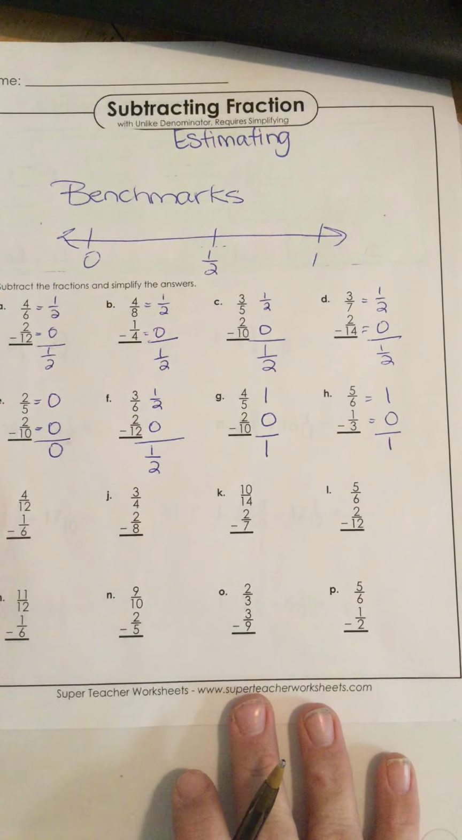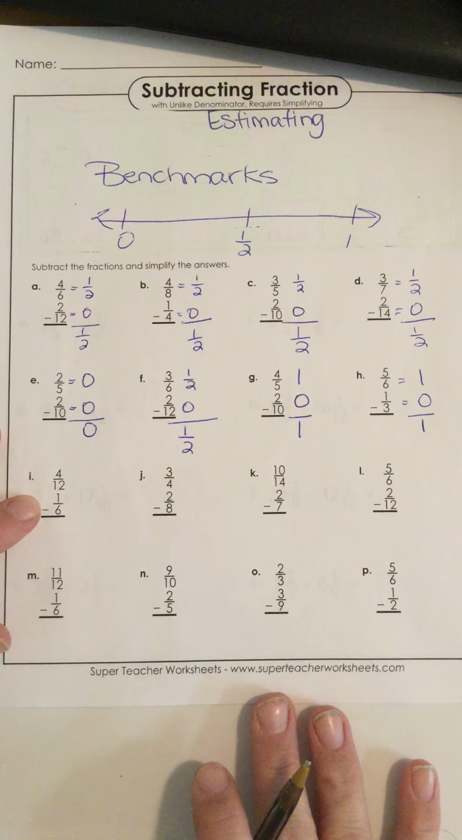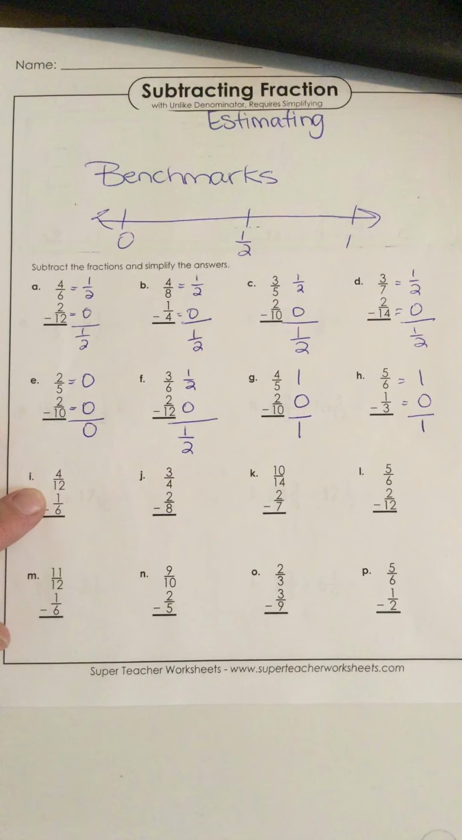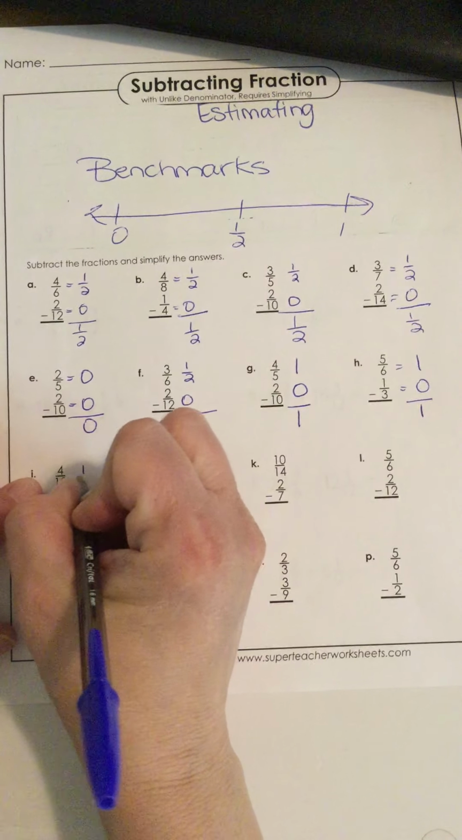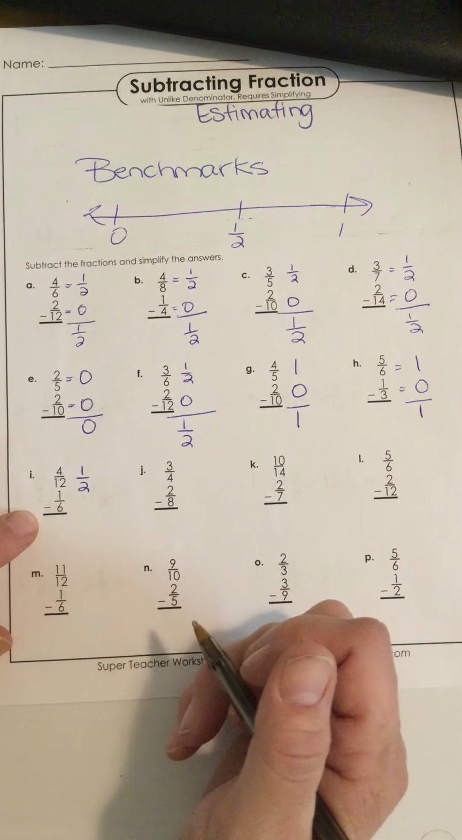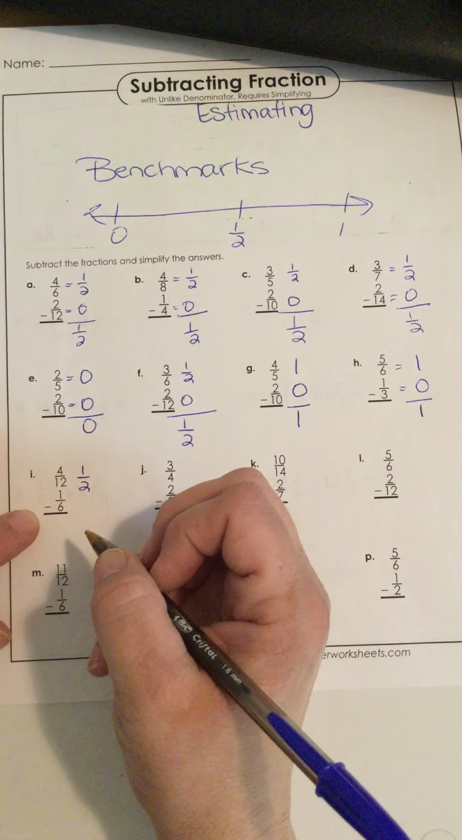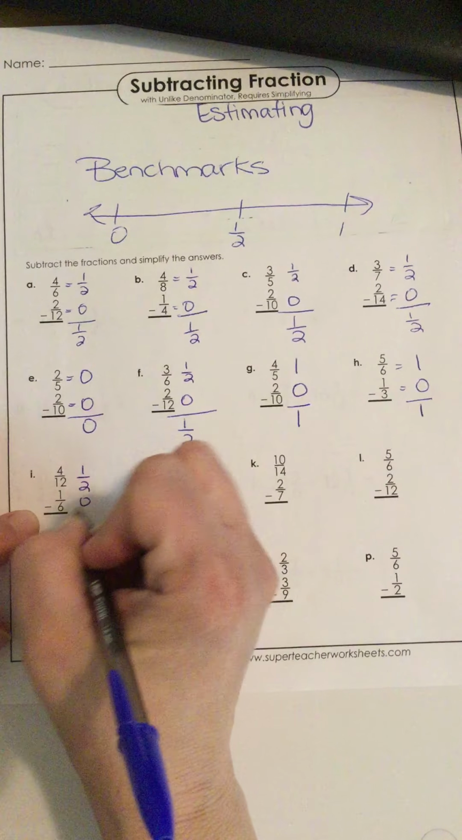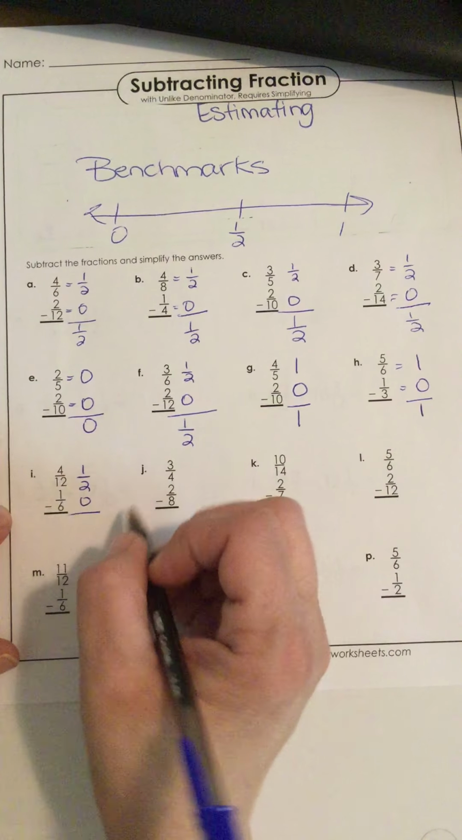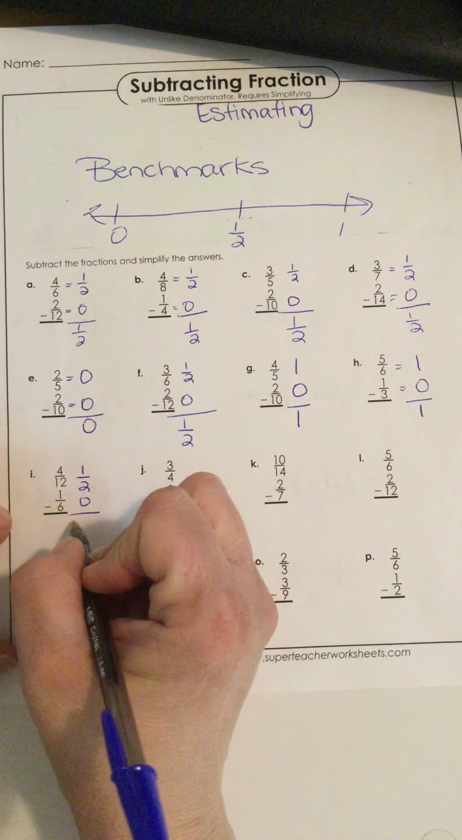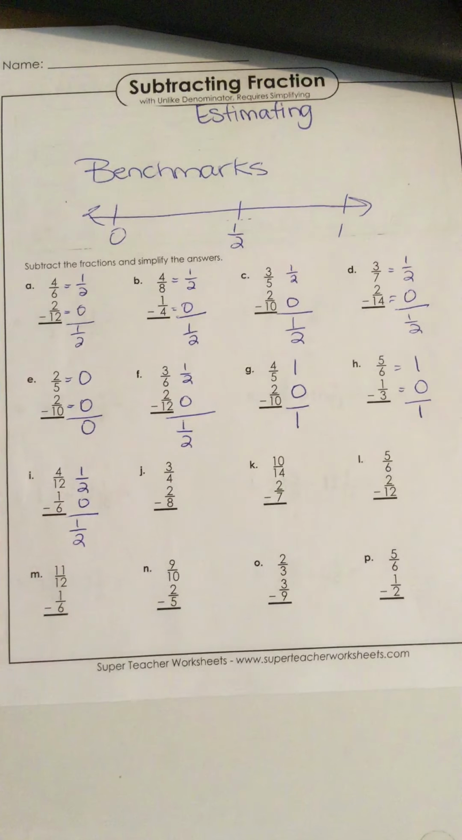All right. 4 over 12 minus 1 over 6. 4/12. Well, 1/2 of 12 is 6. So 1/2 of 6 is 3. So this is above 3. So I would go with 1/2. And then 1 over 6 is going to be 0. And 1/2 minus 0 is 1/2.